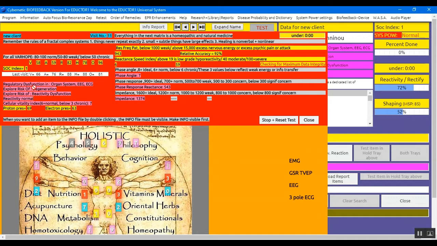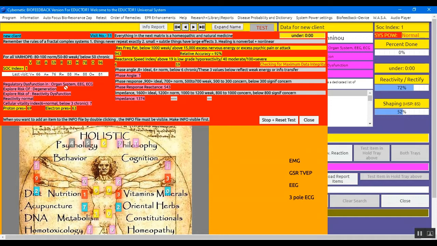Here in pink, there is additional information such as regulatory dysfunction, explore risk of, and reactivity. These are also hints on how you can proceed with your session. The regulatory dysfunction are primary electrical concerns that need to be addressed that day.